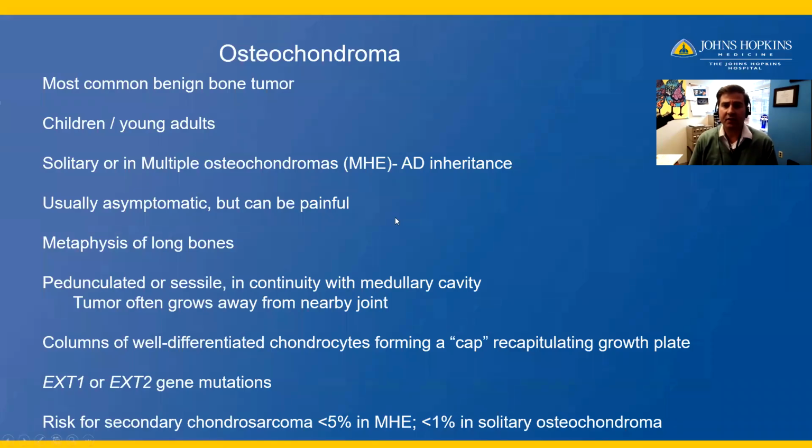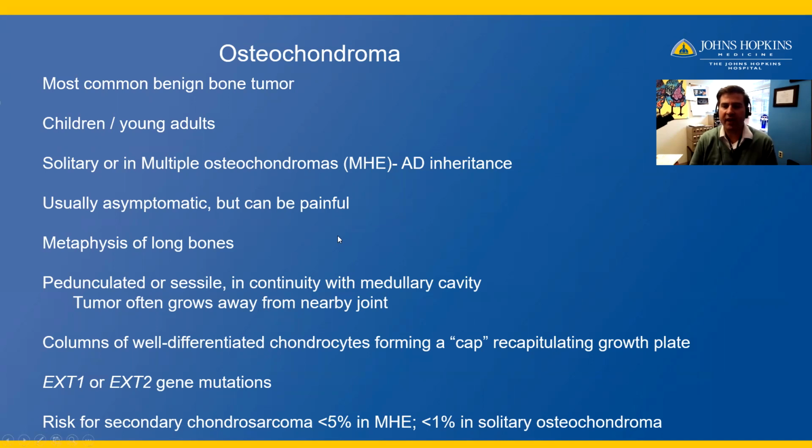So altogether, this is an osteochondroma, which is the most common benign bone tumor. Typically, osteochondromas are seen in children or young adults. They may be seen as a solitary mass or in multiple osteochondromas, multiple hereditary exostoses, which is inherited in an autosomal dominant fashion. Osteochondromas are usually asymptomatic, but they can be painful.